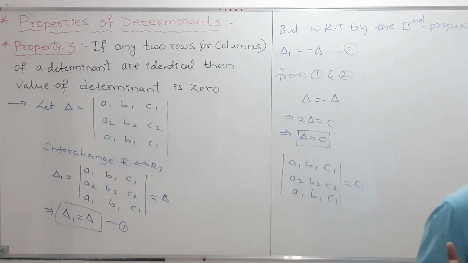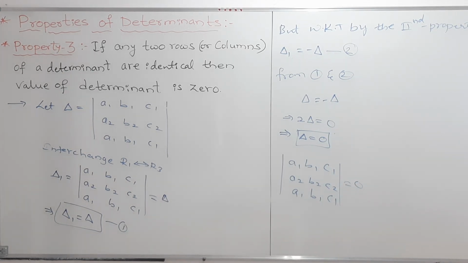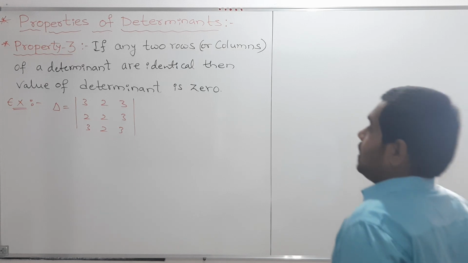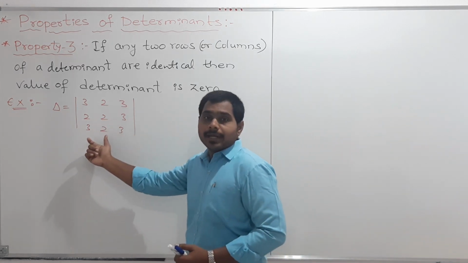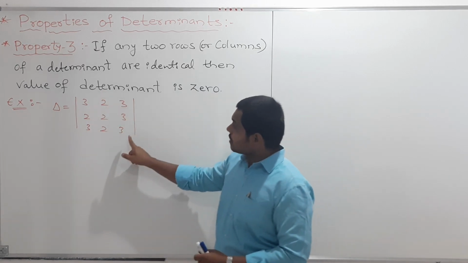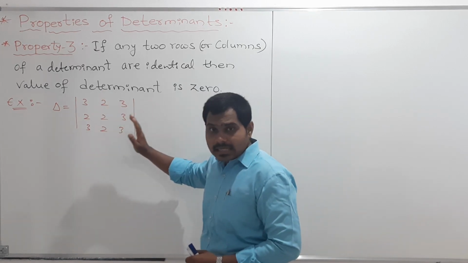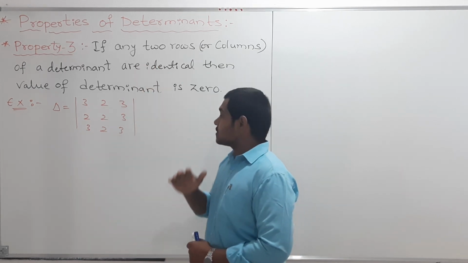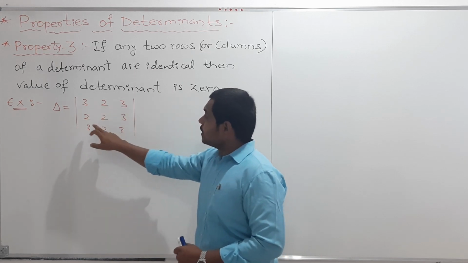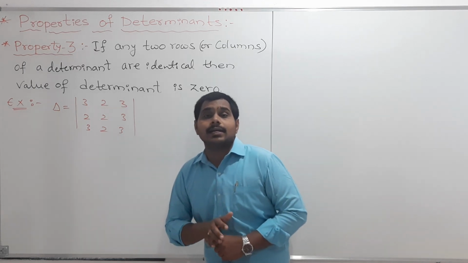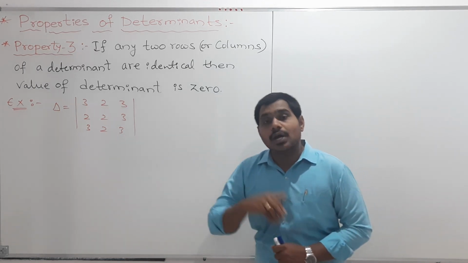So now I write the next question based on this property. Yes, my dear students, here I have one example, a determinant. Here is one determinant I am taking. Now I'll find out the value of this determinant. So you can observe, this example is based on the third property. Whether it is the third property or not, we will check now. Here you can observe 3 2 3, 2 2 3, 3 2 3. Here row 1 and row 3 are identical. Am I correct? Yes. So identical means what?